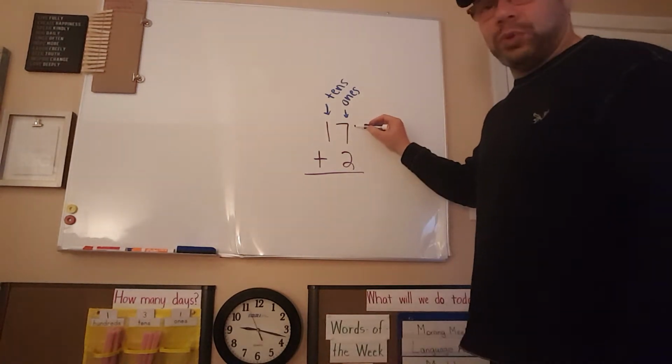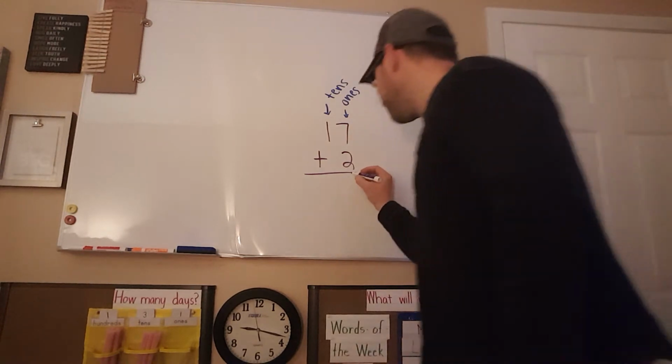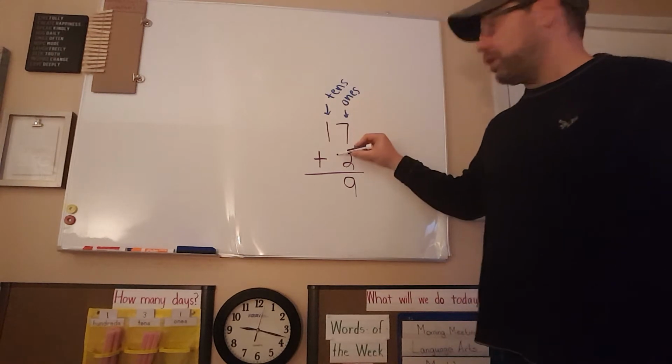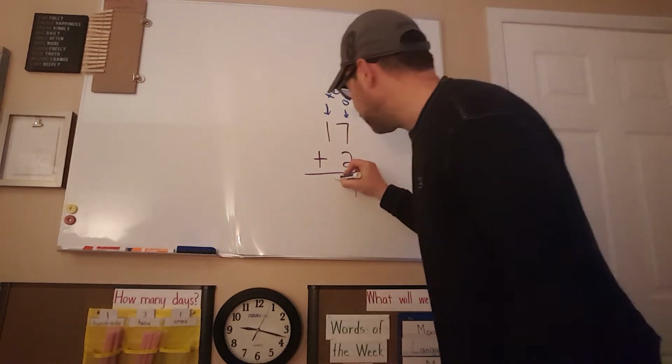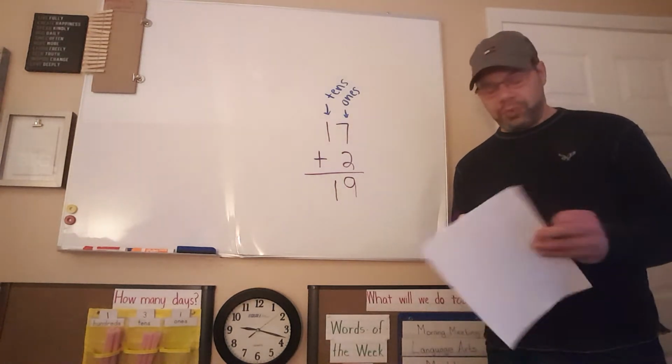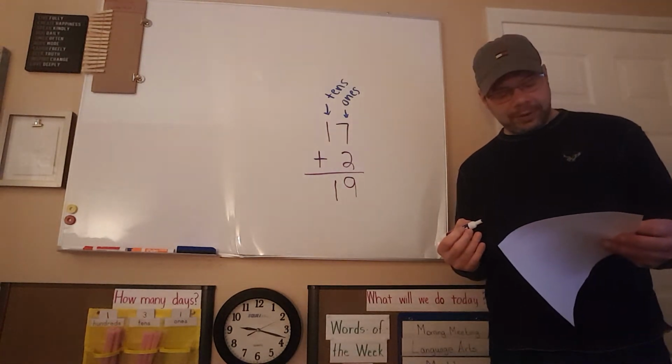But again, let's do it this way. 7 plus 2 is 9. And then 1 ten plus 0 tens is 1 ten. So that's our answer right there, 19. Pretty straightforward, correct? All right.